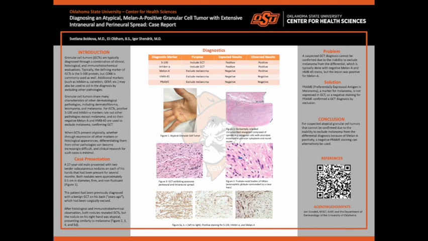As you can see there in figure 1, that is the one on his right hand, on his palm, and that is the one that we'll be looking at primarily. So the patient had been previously diagnosed with a benign GCT on his back years ago, which had been surgically excised. After histological and immunohistochemical observation, both nodules revealed GCTs, but the nodule on his right hand was atypical, presenting similarly to melanoma. And so, I'll walk you through the graphs here.